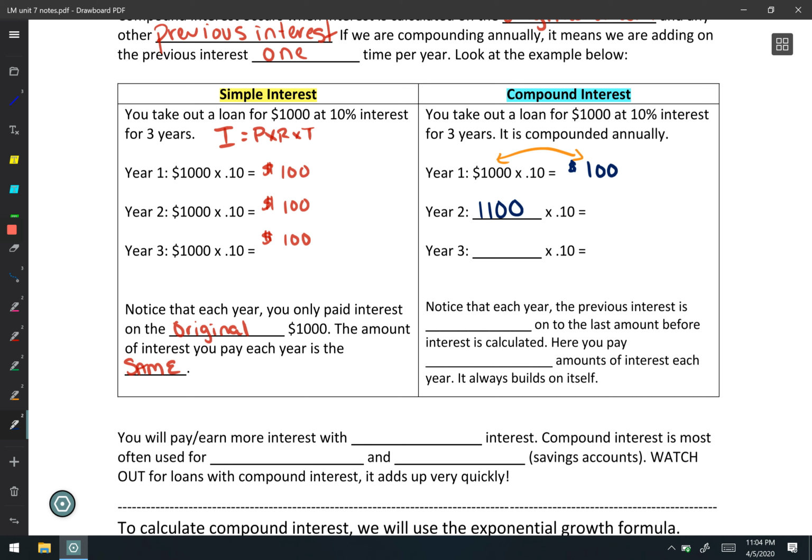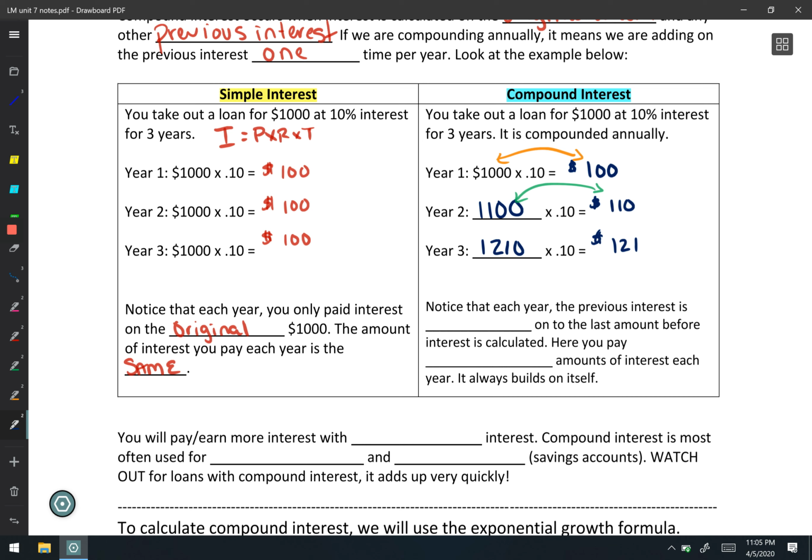When you put that in your calculator, you get $110. Now you go back and you take that and you bring that down and you calculate 110 plus $1,100 gives you $1,210. That $1,210 gets multiplied by 10%, and you now have an interest of $121.